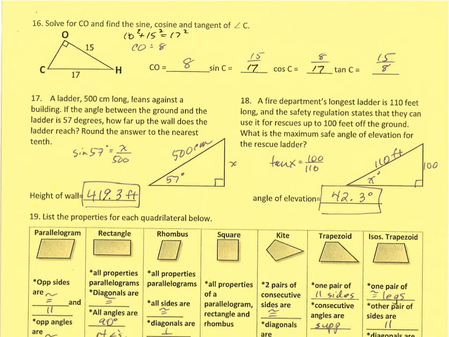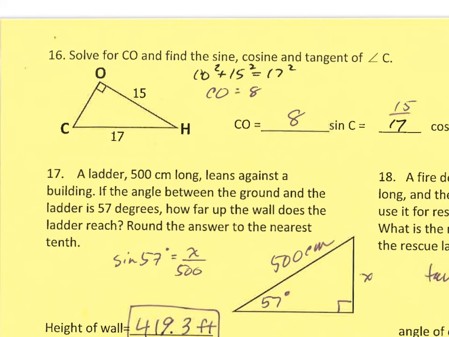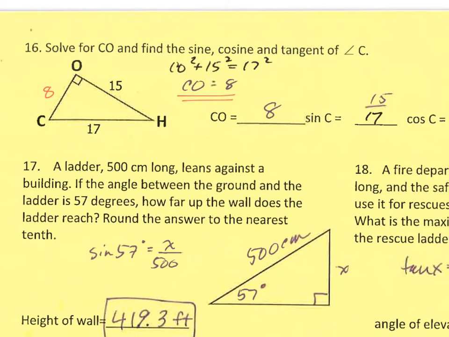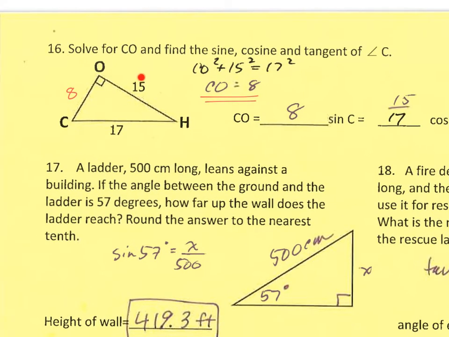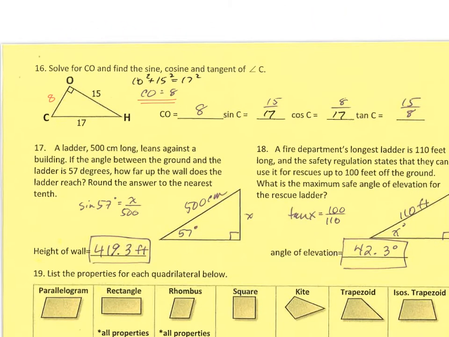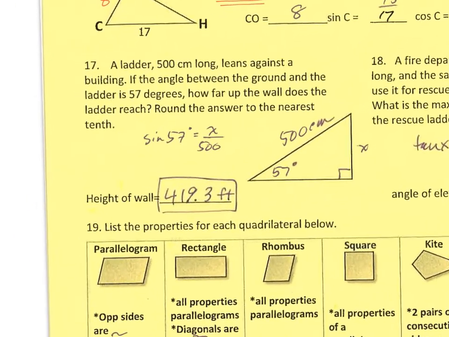Page 3. Next one. All you do in Sohcahtoa, sine, cos, tan, you got to find the missing side first. So you do Pythagorean theorem. Found out that that side's 8. So then you do Sohcahtoa. So sine of C. Sine of C is opposite over hypotenuse. So that's 15 over 17. The cosine of C is adjacent over hypotenuse, 8 over 17. And then tan of C is opposite over adjacent, 15 over 8.